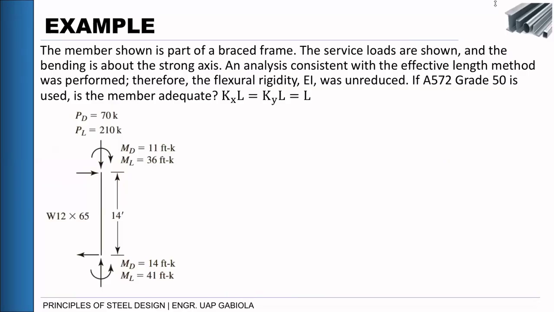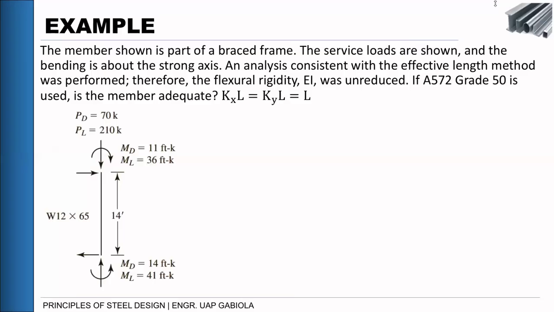So, we have this problem, but bear in mind what is our goal of solving these problems. The goal is to check whether our section or our wide flange is capable of withstanding our applied forces, whether it behaves as a beam or a column or as a beam column. So our end goal is to check for the interaction equation, based on our first discussion.